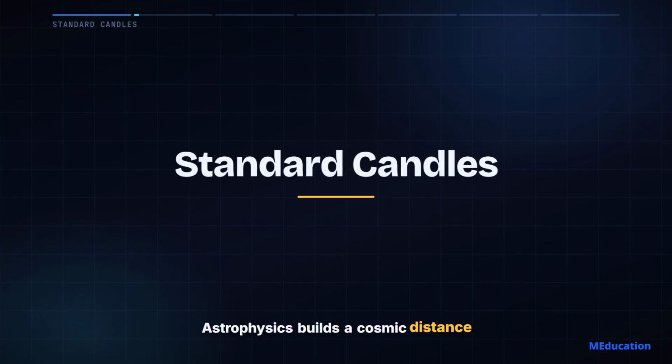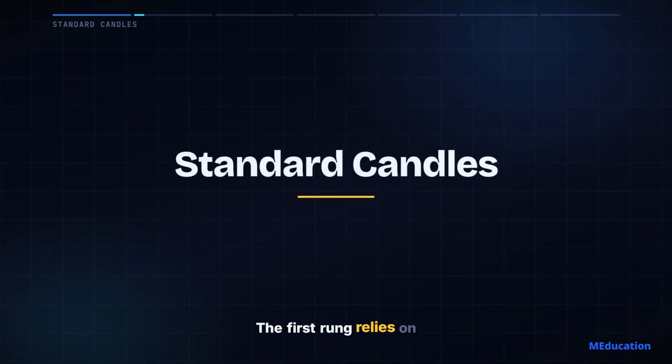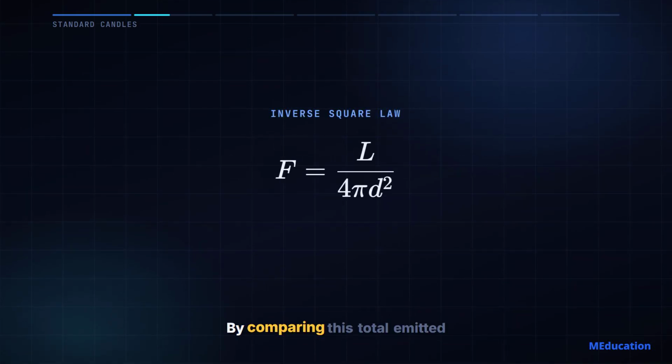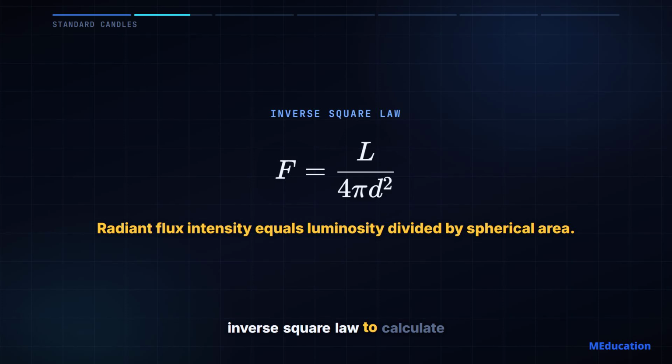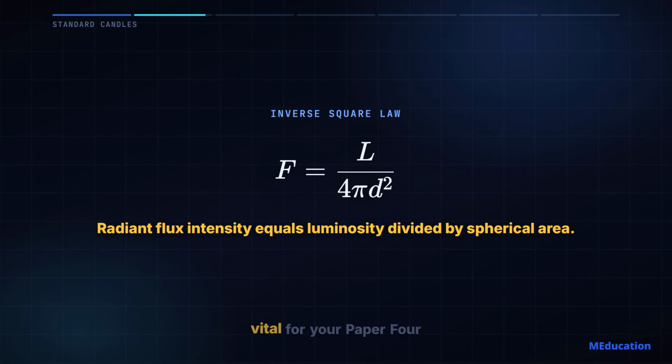Astrophysics builds a cosmic distance ladder. The first rung relies on standard candles. These are objects like rhythmic Cepheid variables or explosive Type 1a supernovae, which have a known intrinsic luminosity. By comparing this total emitted power to the radiant flux intensity we actually observe on Earth, you will use the inverse square law to calculate the distance to galaxies millions of light years away. Precision with this vocabulary is vital for your Paper 4 marks.